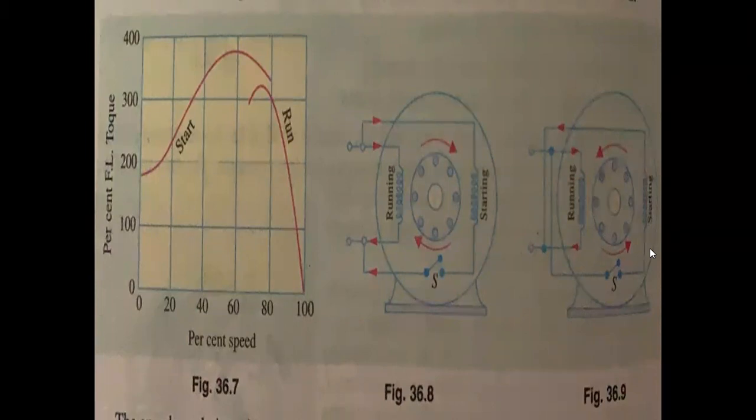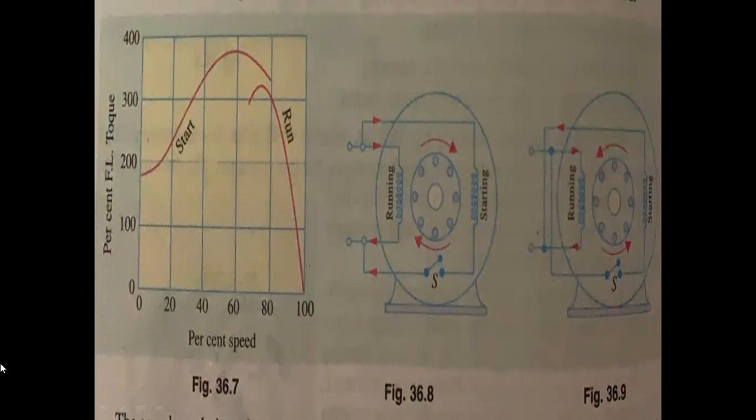Now the speed regulation of a single phase split phase induction motor is the same as that of 3-phase motors. The speeds vary only about 2 to 5% between no load and full load. For this reason, we can say these are practically constant speed motors, just as DC motors are also practically constant speed motors.